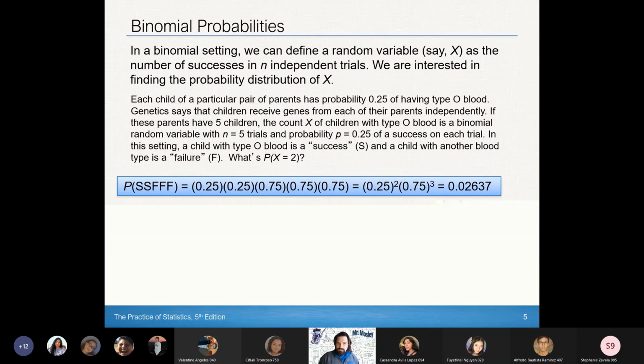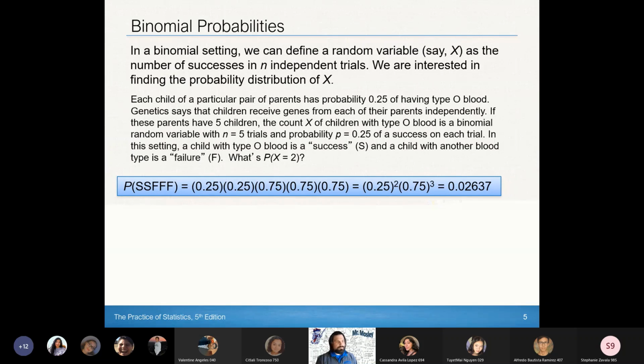One possible outcome would be to have the first 2 children have type O blood. So 2 successes in a row to start it off, and then the other 3 children after that are all not type O. Right, so the probability of this scenario happening is 0.25 times 0.25 times 0.75, 0.75, 0.75. We get 0.25 squared times 0.75 cubed, and we get 0.02637. All right. So there's about a 2.6% chance of the first 2 children being type O.